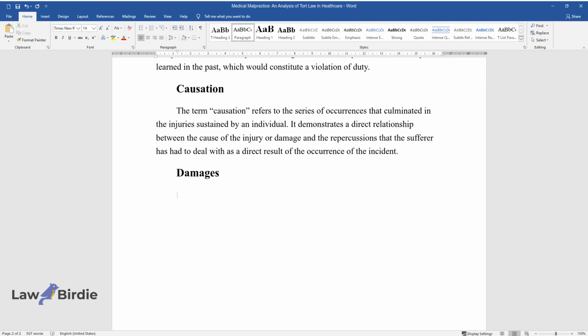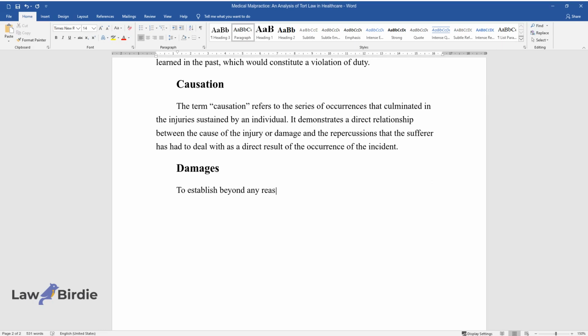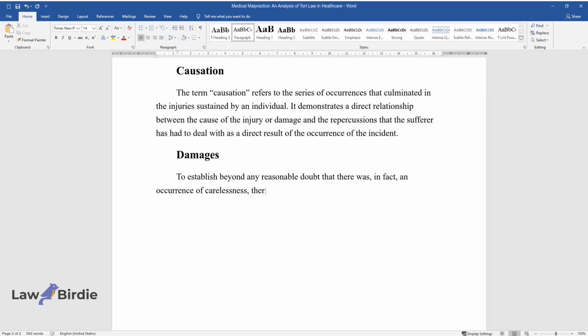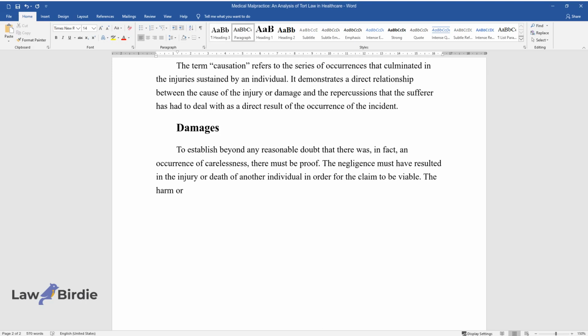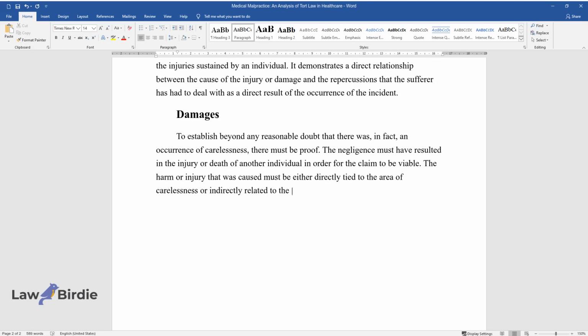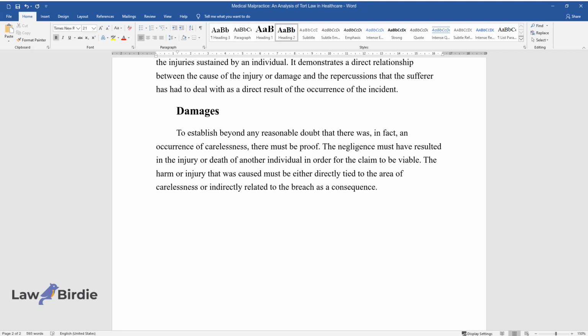Damages. To establish beyond any reasonable doubt that there was, in fact, an occurrence of carelessness, there must be proof. The negligence must have resulted in the injury or death of another individual in order for the claim to be viable. The harm or injury that was caused must be either directly tied to the area of carelessness or indirectly related to the breach as a consequence.